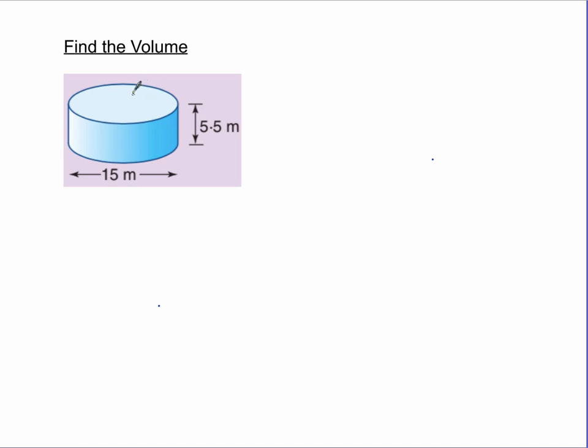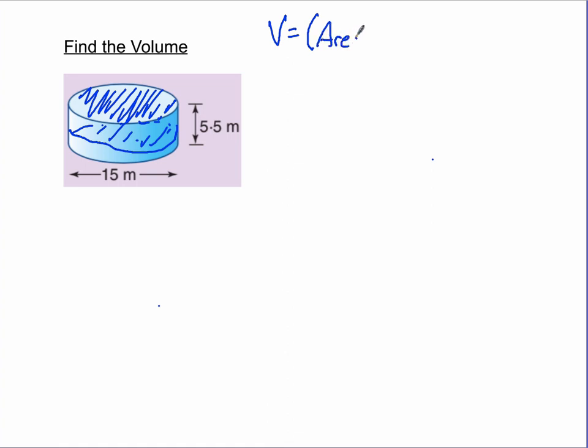Okay, so a cylinder is not a prism because it has a circular face, and prisms have all polygon faces. They have all straight sides. So it's not a prism, but the volume works exactly the same way because the cross section is always a circle. So the volume is also the same as a prism. It's the area of base, or area of the cross section, times the height or the length of the prism, which is the distance from circle to circle.